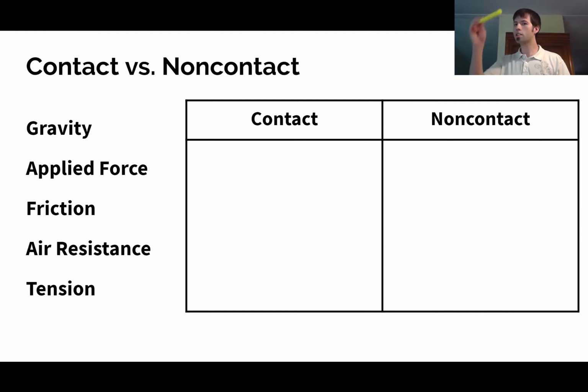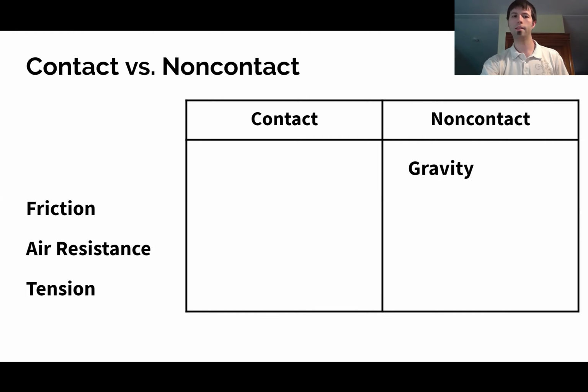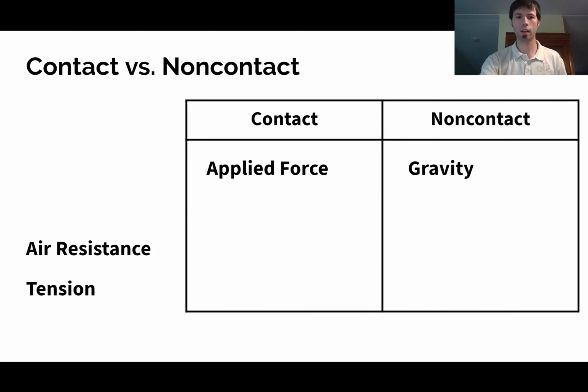The Earth is not touching the highlighter, but yet the highlighter is attracted to the Earth. So since there's no physical contact, that is in the non-contact category. Applied force, where I just pushed my phone to make it move across the counter, that is a contact force because I had to physically touch my phone. The friction between the counter and the phone, well, the two surfaces were in contact, so that is a contact force.